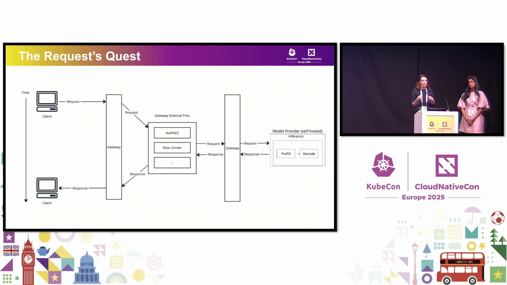So at each step, there can be latencies. At each step, there can be failures. And we need to, as a platform team, clearly understand and manage what is going on at every one of these.